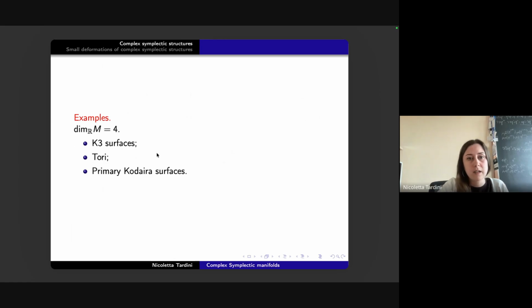These are nilmanifolds. We will see some explicit examples later in higher dimensions, so I do not really want to present the construction of the primary Kodaira surface here, but these are the only possible examples in dimension 4.